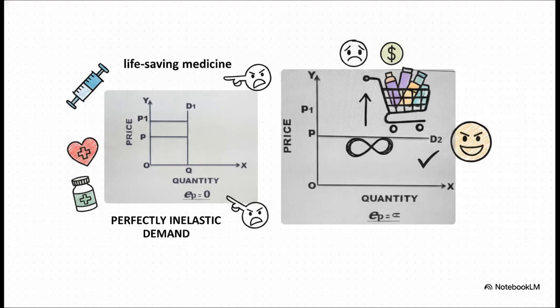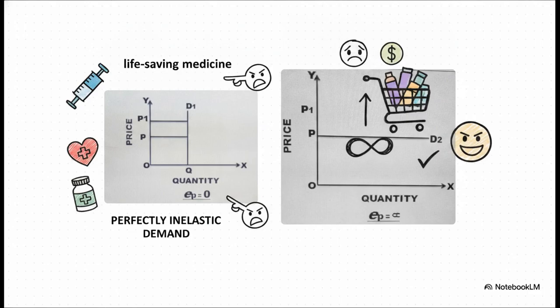Section 3, the 5 degrees. Now, let's look at the extreme edge cases of human buying behavior, which, to be fair, are pretty rare. Imagine a completely vertical line on a graph. This is perfectly inelastic demand. It represents complete stubbornness. Whether the price is high or low, the quantity demanded remains exactly the same. Think of a life-saving medicine. Price doesn't matter. You just absolutely need it.